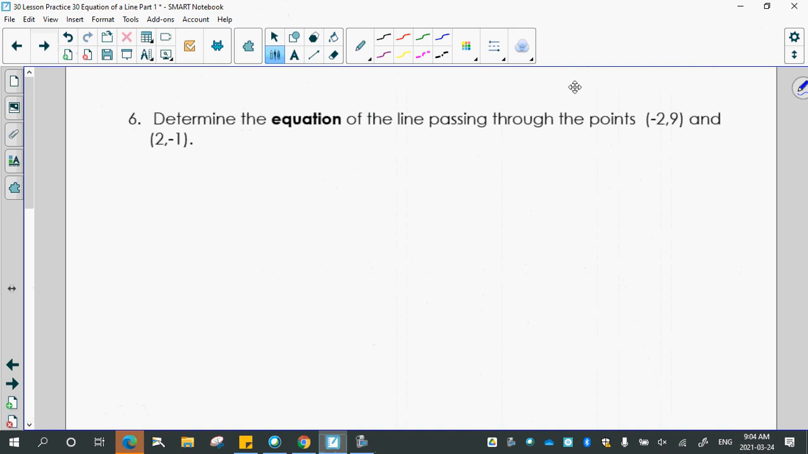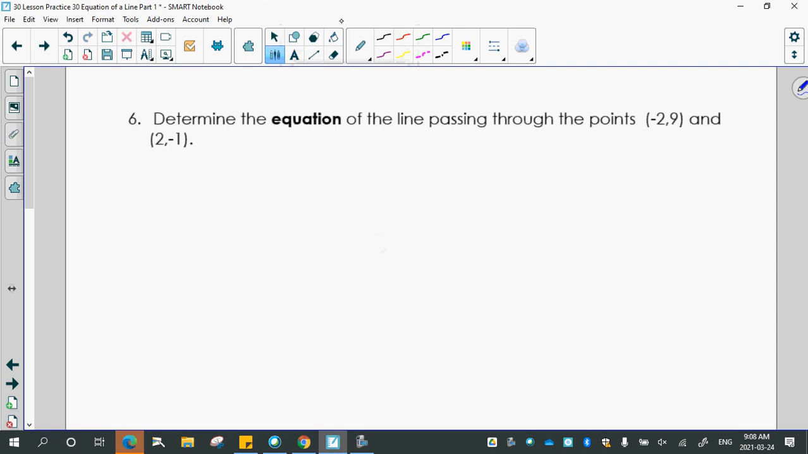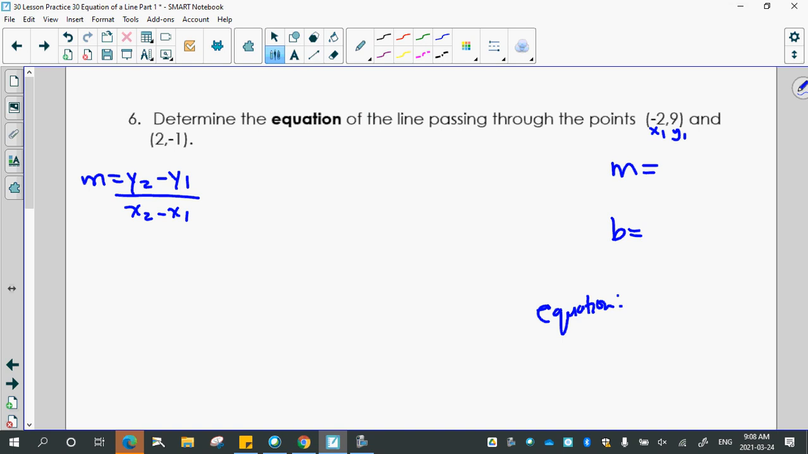All right, number 6, determine the equation of the line passing through the points. Okay, it's just like the one we just did. So I'll put m equals, b equals, equation. And I'm going to start off. So the first point has an x and a y. Every point does. This is x1, y1. Okay. My second point, x2, y2.